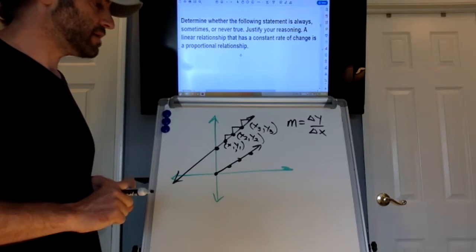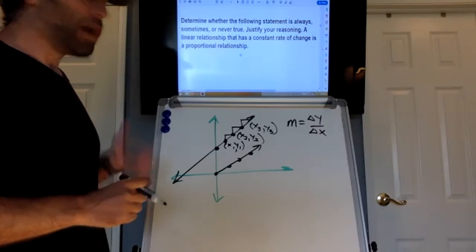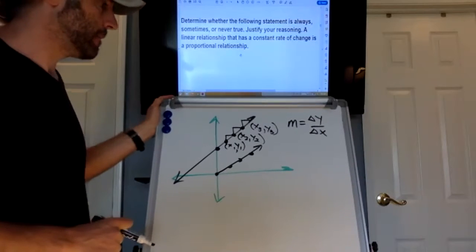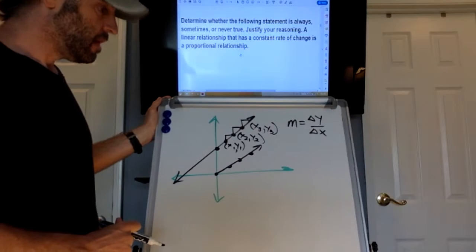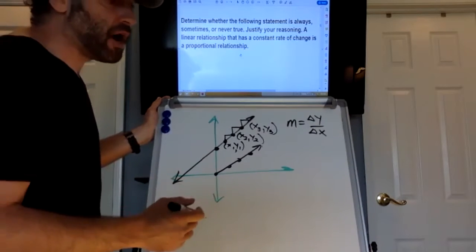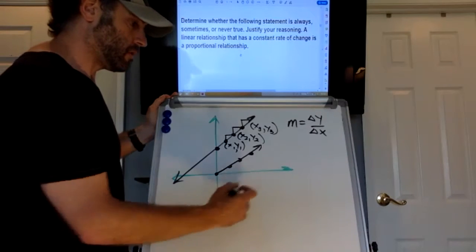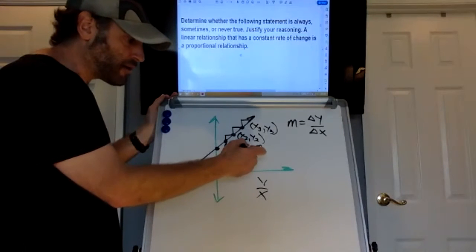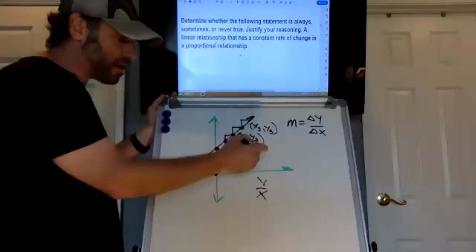What's the consequence? Well, go back to the definition of proportion. What is a proportion? Two ratios that are equal. Ratios of what? Ratios of x and y. Y over x. All of these points, the y over x are equal. All the y's over x's in all of the points are equal.